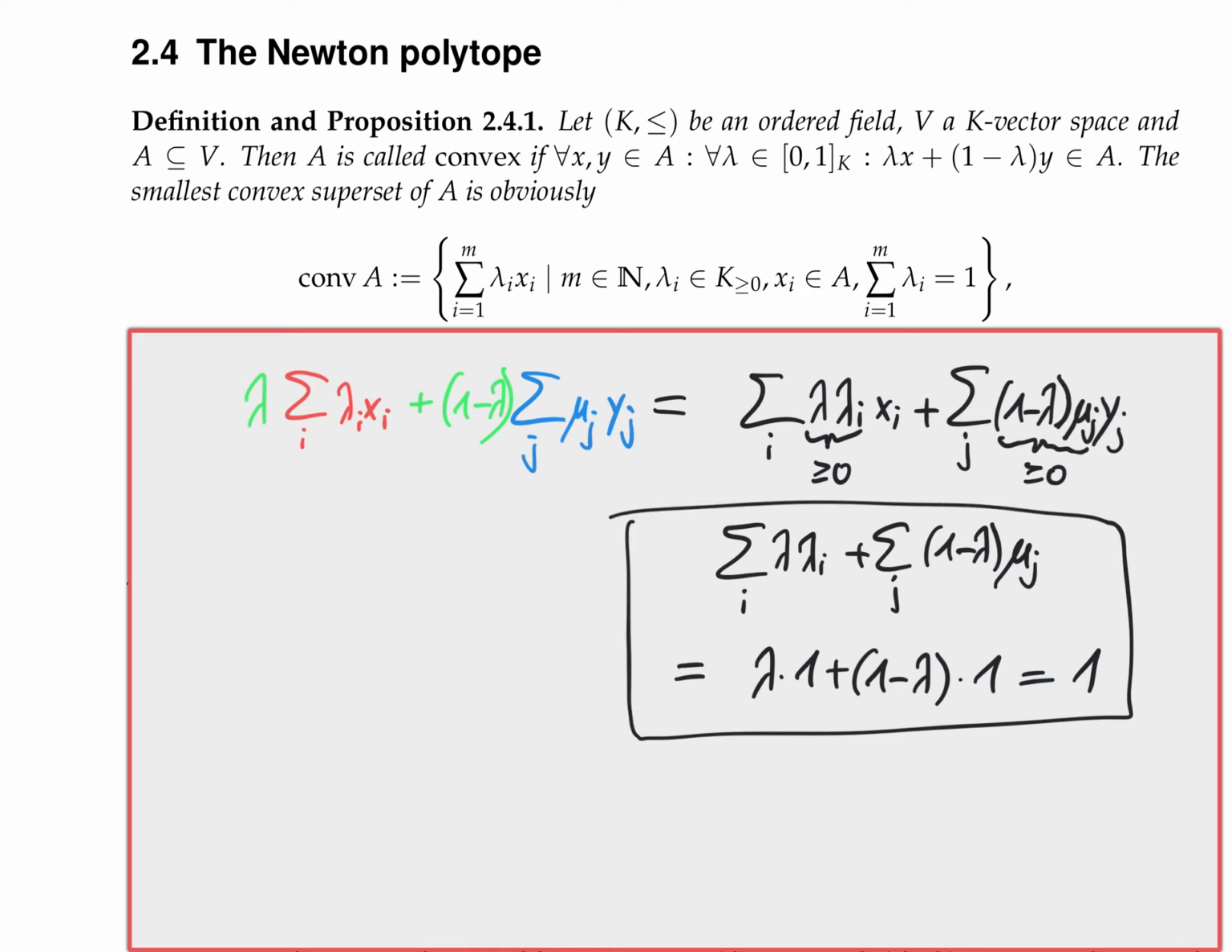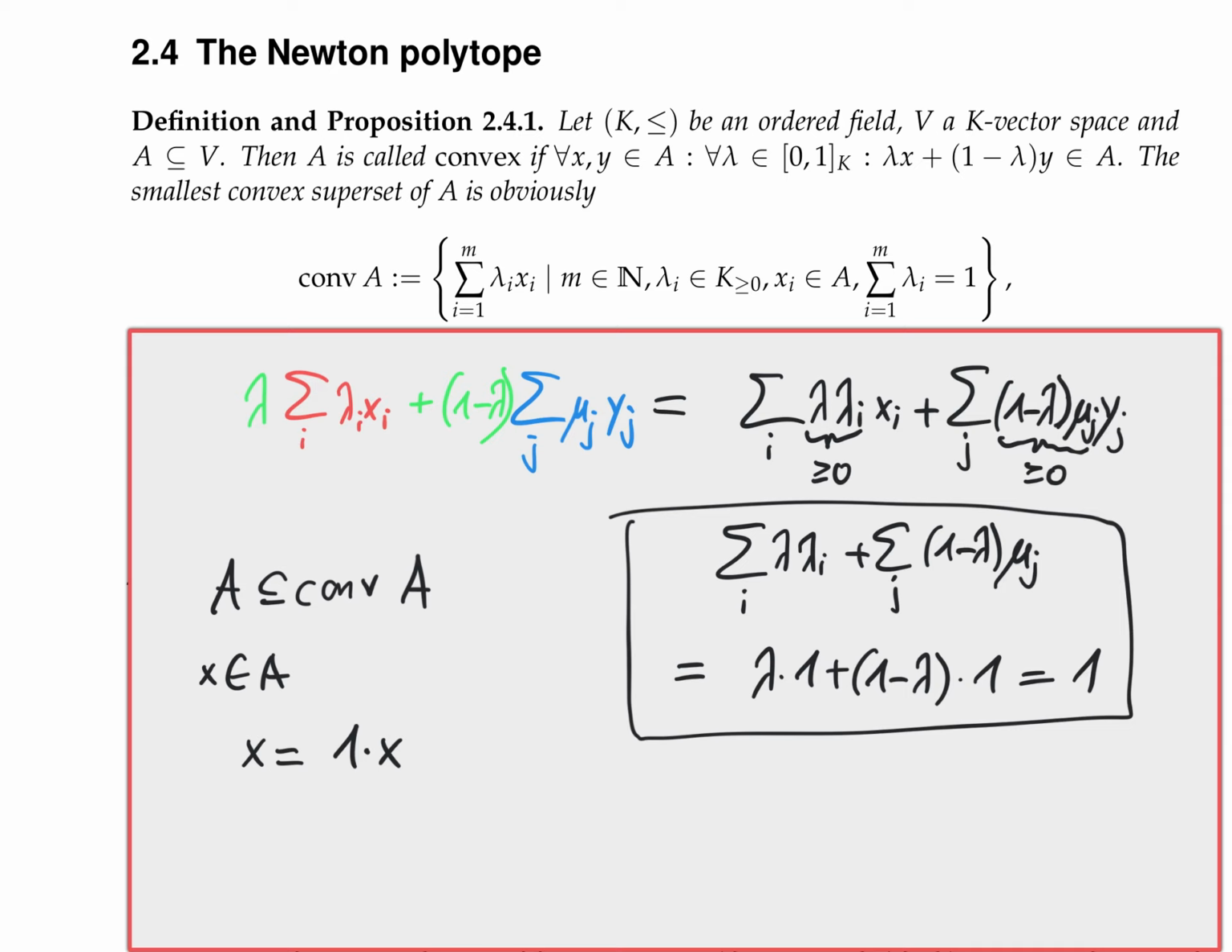And so this is convex, and it of course contains A, because every element from A, if x is in A, I could write x as a sum of just one term, as 1 times x. And so here I take m equal 1, and I take just one lambda.